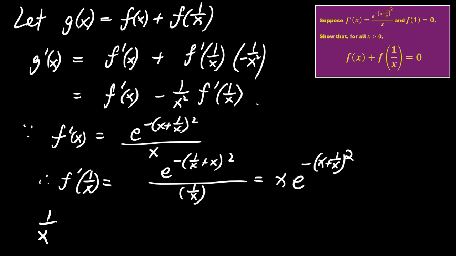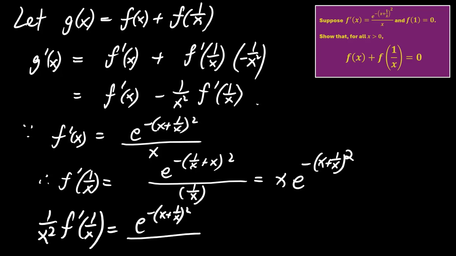From here, we divide both sides by x squared. This will be 1 over x squared times f prime (1 over x). And the right hand side will be (e to the negative x plus 1 over x squared) over x, and this exactly equals f prime x. So we see that f prime x is actually equal to 1 over x squared times f prime (1 over x).